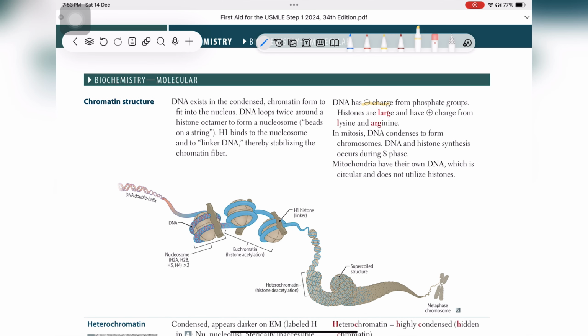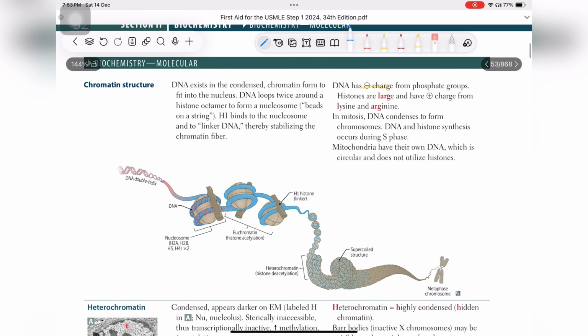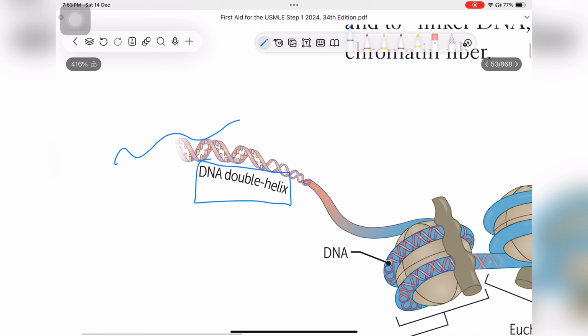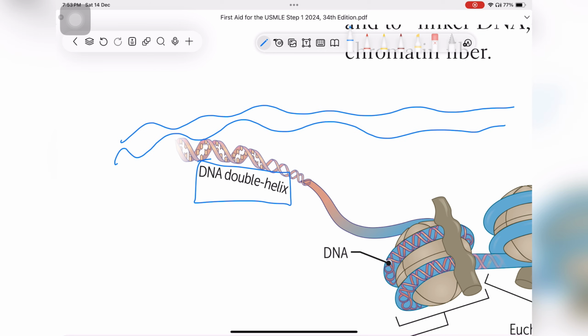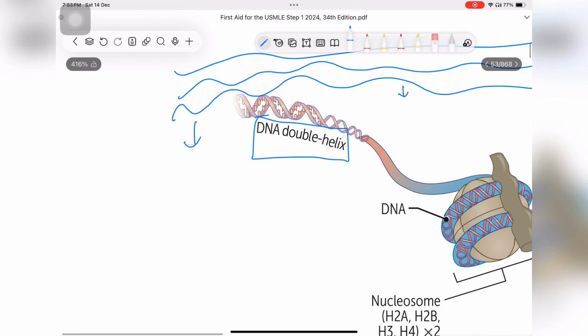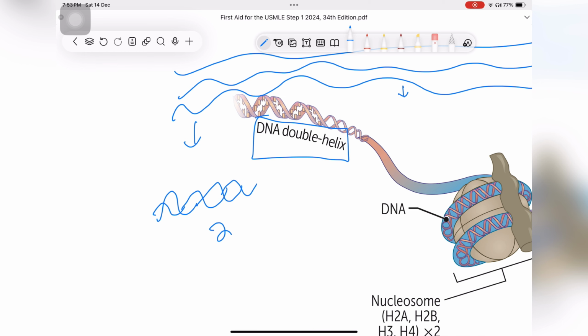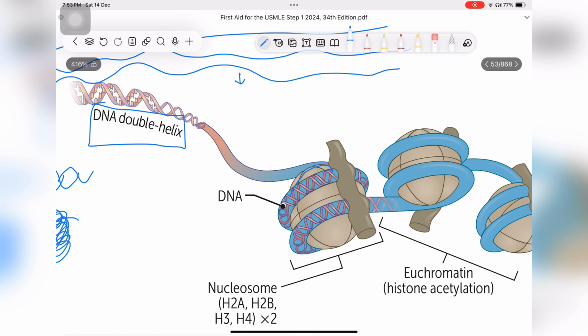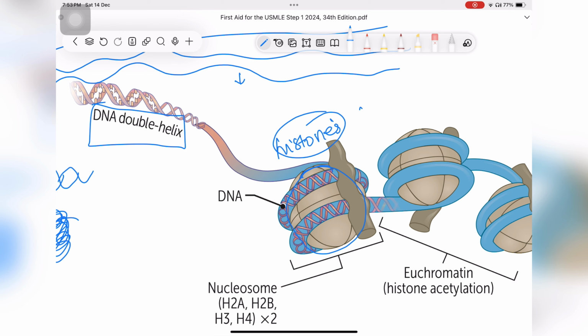DNA exists in condensed form. What they are trying to say is, see, here DNA exists in double helix form. If the DNA exists like this, your cell cannot accommodate this long DNA. So what our cell does is condense this DNA, which is obviously a double helical structure. To condense you need a core. This core is formed by histone molecules. All this DNA revolves around this histone core.